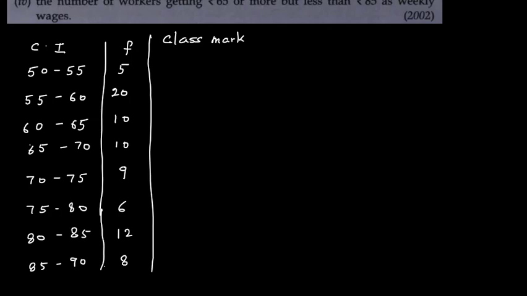Right, class mark, you can also represent this with X. Now what is class mark? It is the middle value. So 50 and 55, if you add, we get 105. If we divide it by 2, what do we get? We get 52.5. Okay, now you can see 50 and 55.